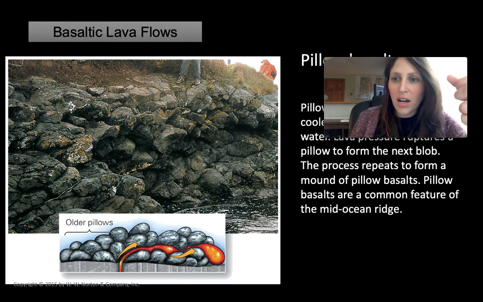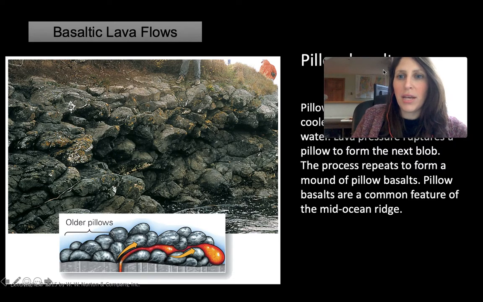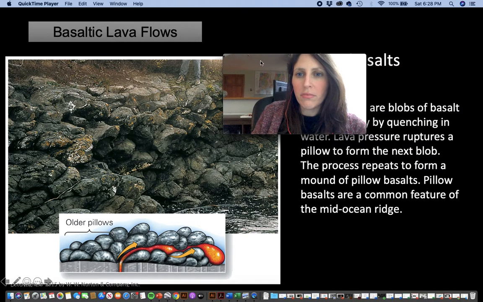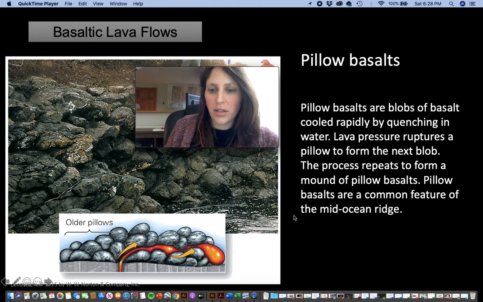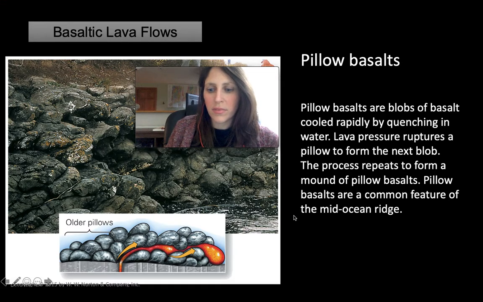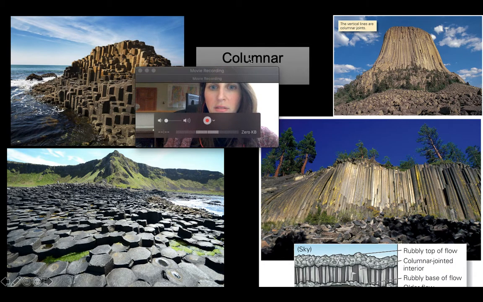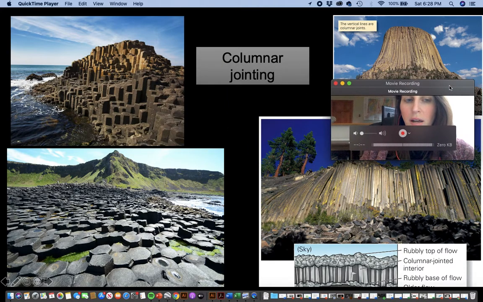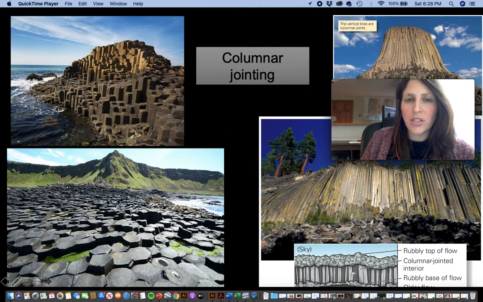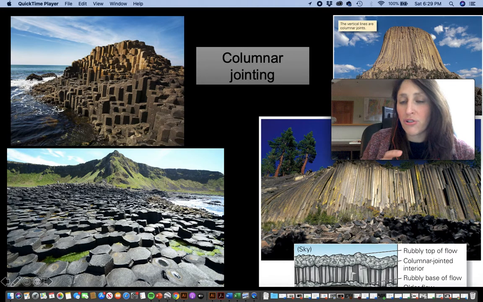Imagine squeezing lava out of a tube of toothpaste, right? These are going to be our pillow basalts, mostly associated with our divergent settings. And then you have some columnar joints. Columnar joints are when lava cools and cracks in a hexagonal pattern.